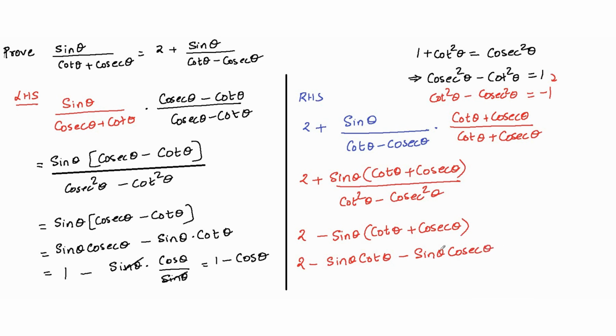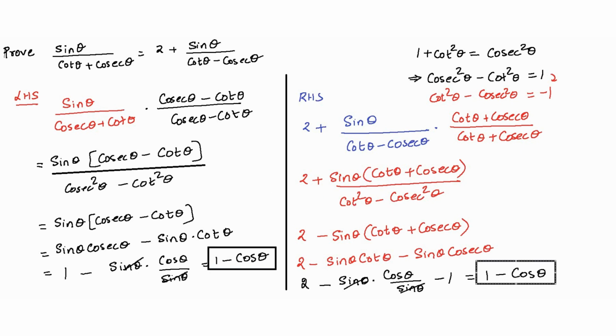Now I know that cosec theta and sine theta are the reciprocal of each other. So sine into cosec becomes 1. So this becomes 2 minus sine theta into cos theta by sine theta minus 1. Sine theta cancels and 2 minus 1 is 1 minus cos theta. So the LHS and RHS both are equal to 1 minus cos theta. And because both are equal to 1 minus cos theta, the original LHS and RHS are equal to each other.